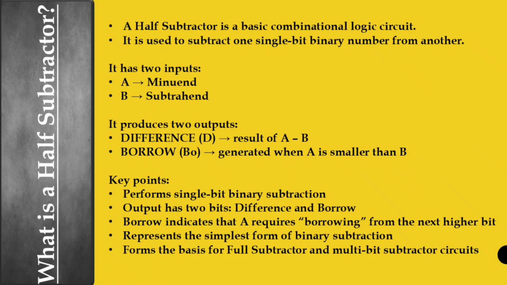Output has two bits, difference and borrow. Borrow indicates that A requires borrowing from the next higher bit. Half subtractor represents the simplest form of binary subtraction. It forms the basis for full subtractor and multi-bit subtractor circuits.